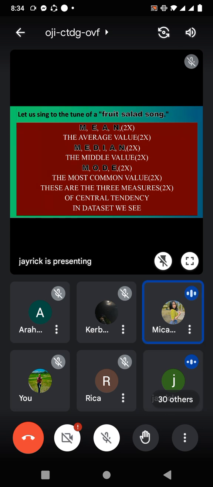Mean, the average value. Median, the middle value. Mode, the most common value. These are the three measures of central tendency in a data set we see. Okay, very good. Now, let's move to another group.